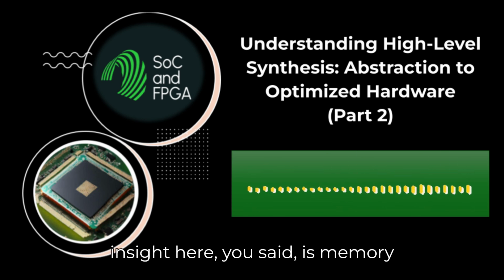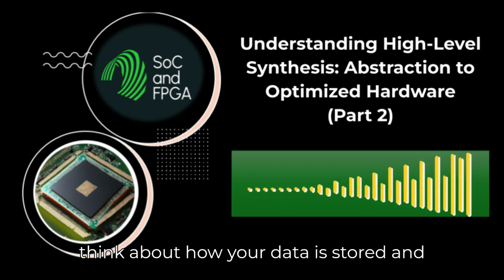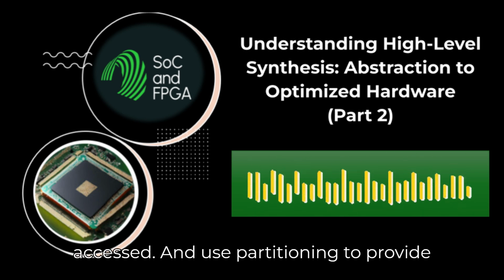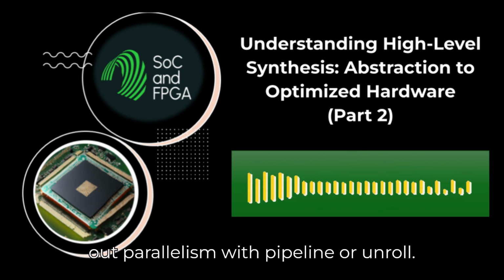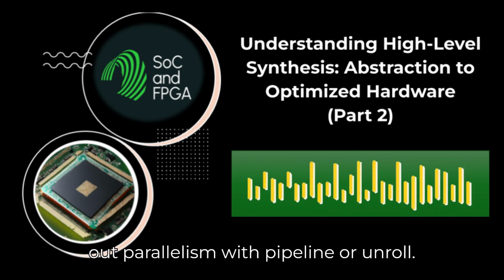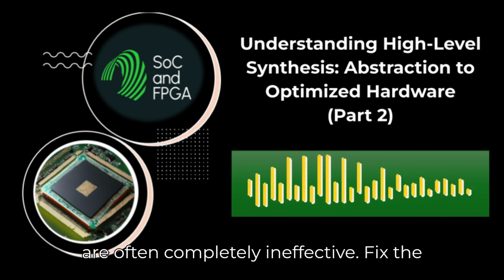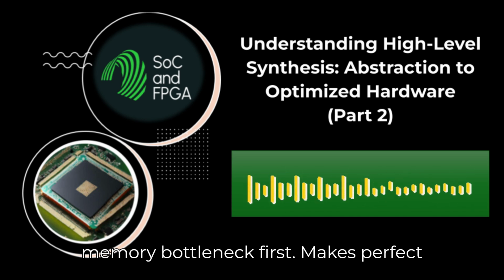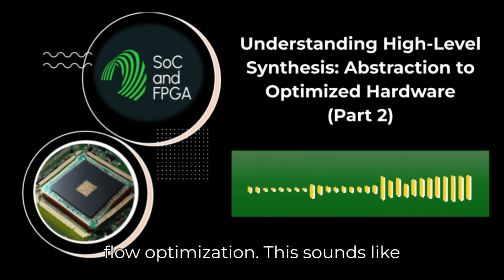So the critical insight here, you said, is memory architecture first. Absolutely. You must think about how your data is stored and accessed, and use partitioning to provide enough bandwidth before you try to max out parallelism with pipeline or unroll. Otherwise, those compute optimizations are often completely ineffective. Fix the memory bottleneck first. Makes perfect sense. Okay, another big one, data flow optimization.